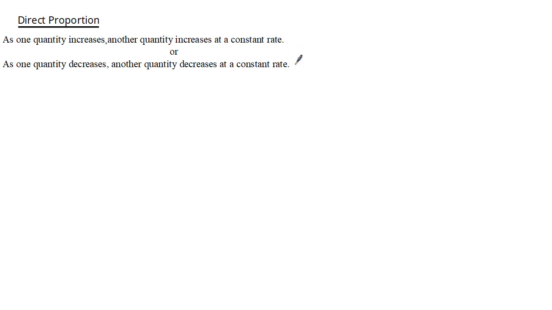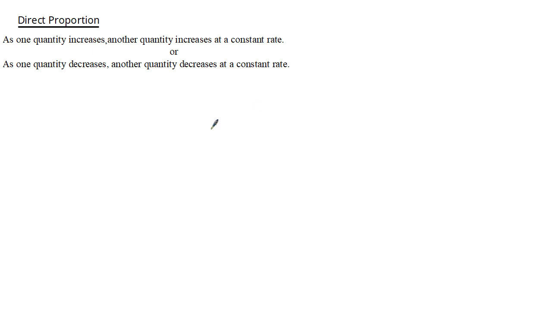Now we'll look more into this definition shortly, but if two quantities are directly proportional, there are many ways to illustrate how one quantity varies in proportion to another quantity. In this tutorial, we're going to learn about how to describe direct proportion, specifically using formulas.